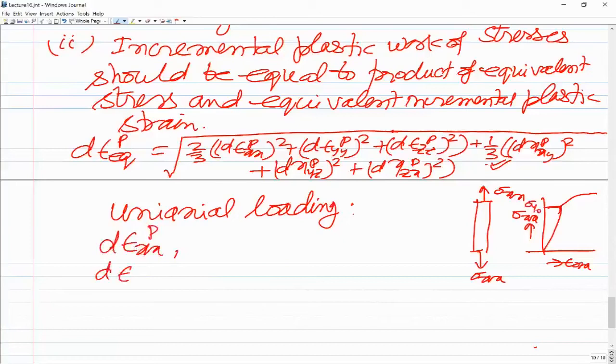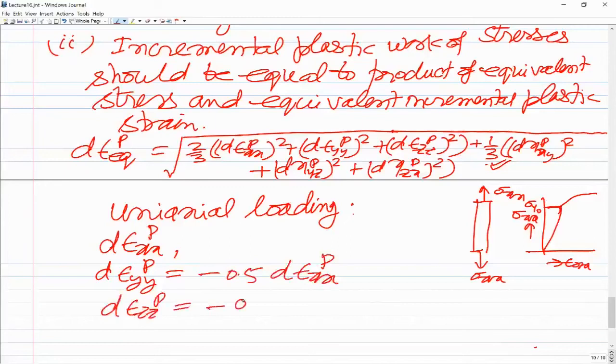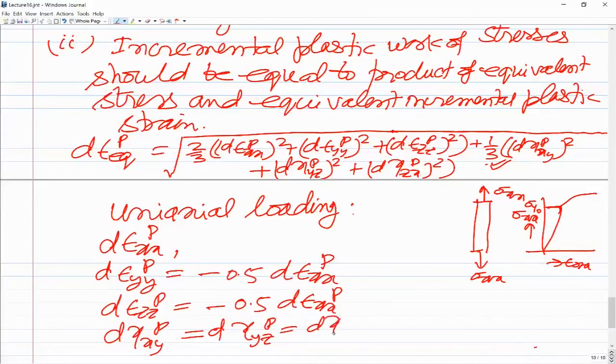But if you look at the strain, we will have d of epsilon yy p, because the plastic deformation is volume conserving, so the Poisson's ratio is 0.5. So this would be minus 0.5 into d of epsilon xx p, and similarly d of epsilon zz p would be equal to minus 0.5 into d of epsilon xx p, and the shear components of plastic strain would be 0. So d of gamma xy p, d of gamma yz p and d of gamma zx p will be equal to 0.